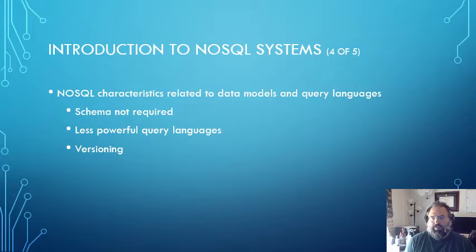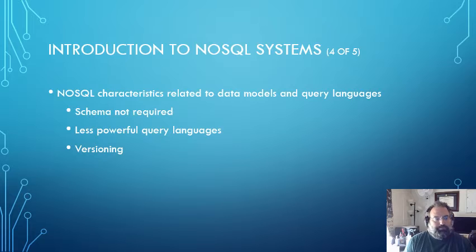NoSQL characteristics related to data models and query languages. Schemas are not necessarily required, although there is sort of an implicit one that you must know in order to use the data. The data is evaluated, or a schema, if it exists, is evaluated on read, not on create or write. Generally speaking, the query languages aren't quite as robust. Performance could be problematic depending upon what's going on, but typically speaking, NoSQL and big data systems in general are utilized because traditional relational database systems aren't going to work.